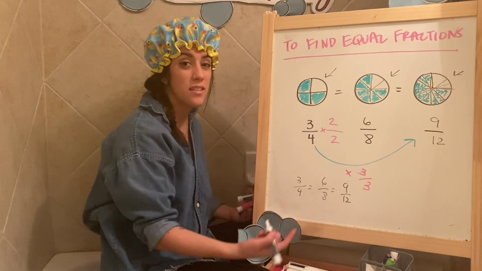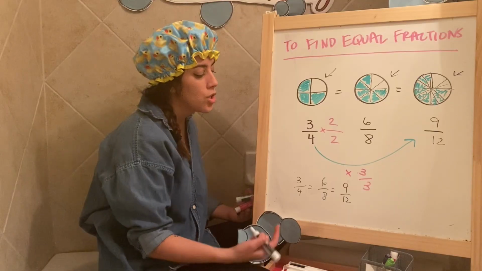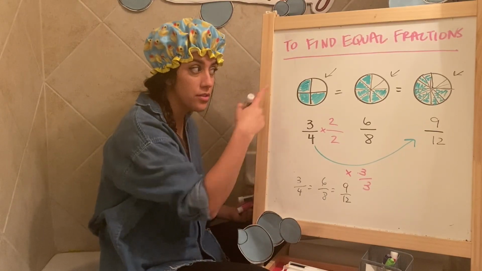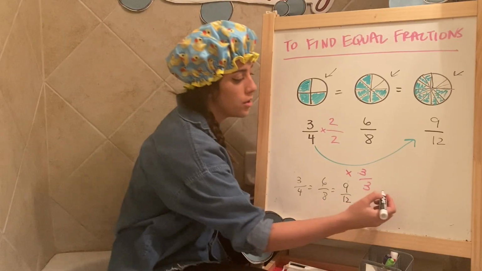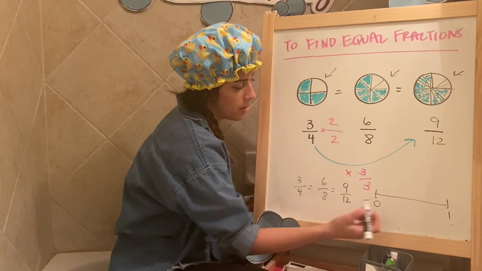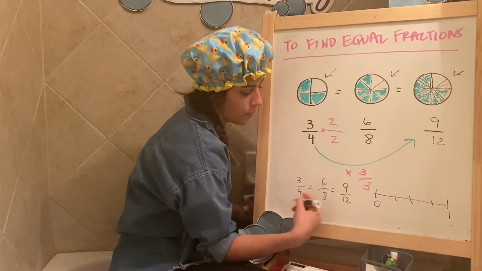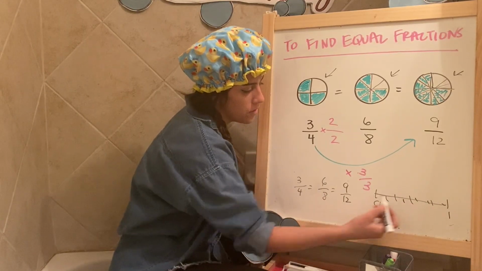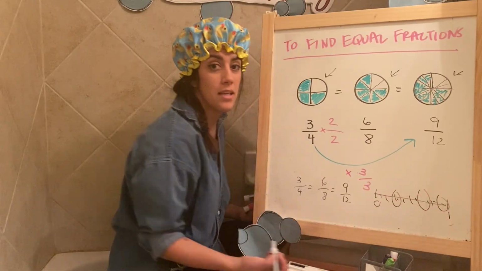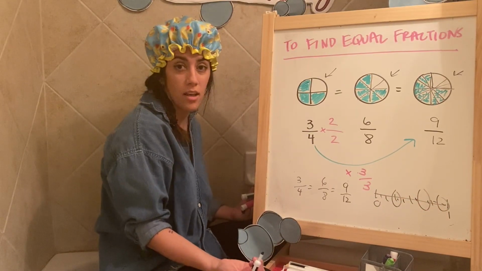If you were to just look at this on a paper, you'd be like, does it? You could draw an area model. You could draw 3 circles and try to shade them in like this. Or you can draw your number line from 0 to 1, and you can split up the spaces by 4ths. You can split up the spaces by 8ths. You can split up the spaces by 12 and count and see if they land on the same spot, right? That's another way that you could do this.